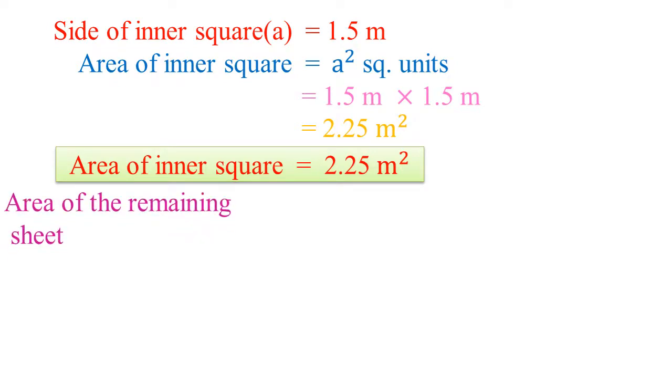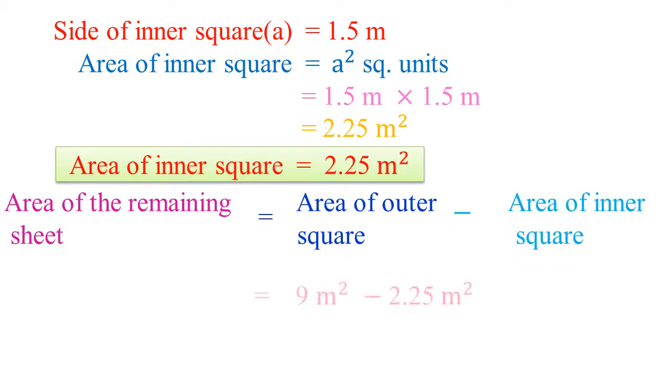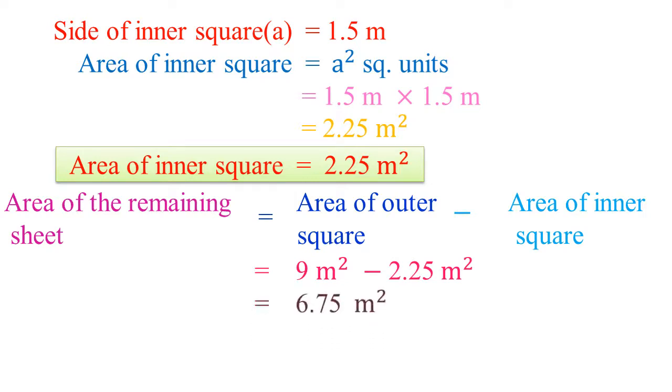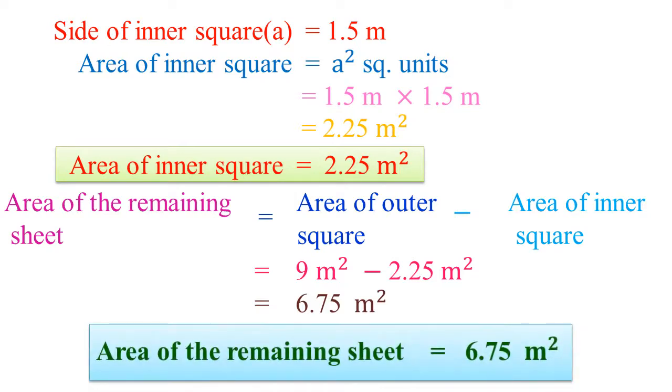Then find area of the remaining sheet. Area of the remaining sheet equals area of outer square minus area of inner square. Area of outer square is 9 meter square. Area of inner square is 2.25 meter square. We get 9 meter square minus 2.25 meter square. Now we have to subtract. We get the answer 6.75 meter square. Therefore, the area of the remaining sheet is 6.75 meter square.